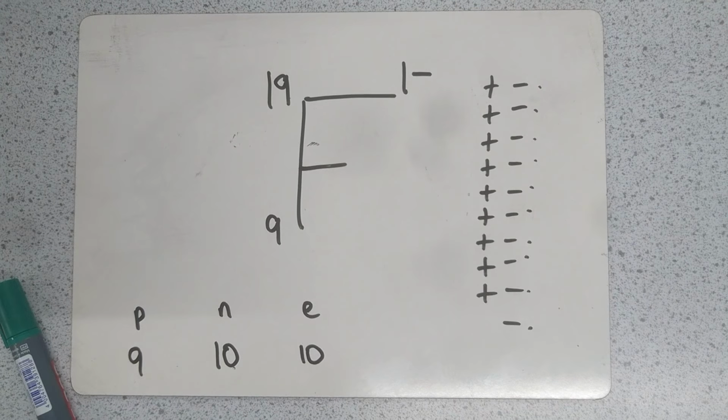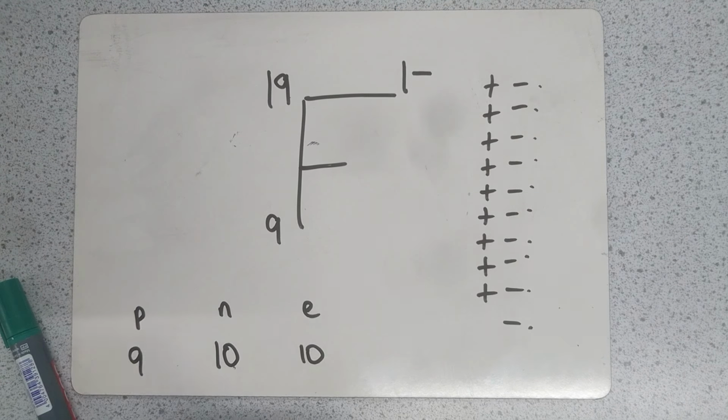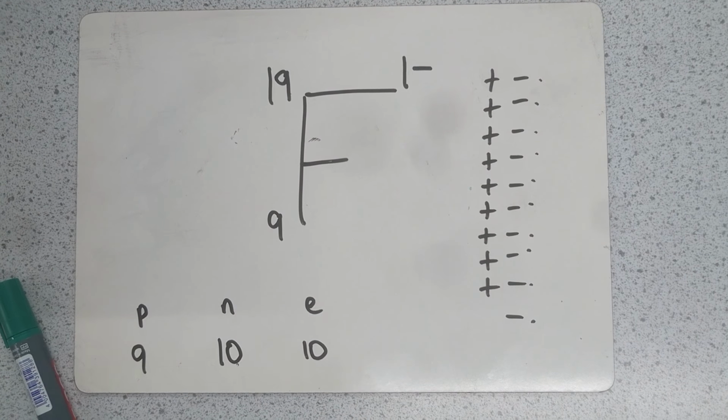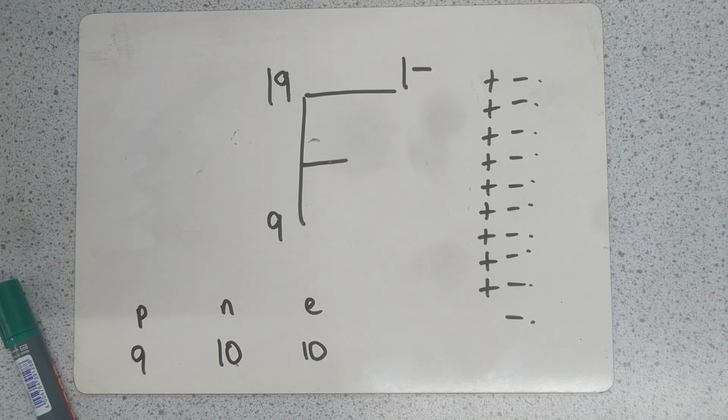So that is how to deduce the number of protons, neutrons and electrons in ions. The tricky bit is when we go into our ions and determine the number of electrons in an ion. So if you want some practice on that, again, there's some questions on the worksheet and answers provided as well.